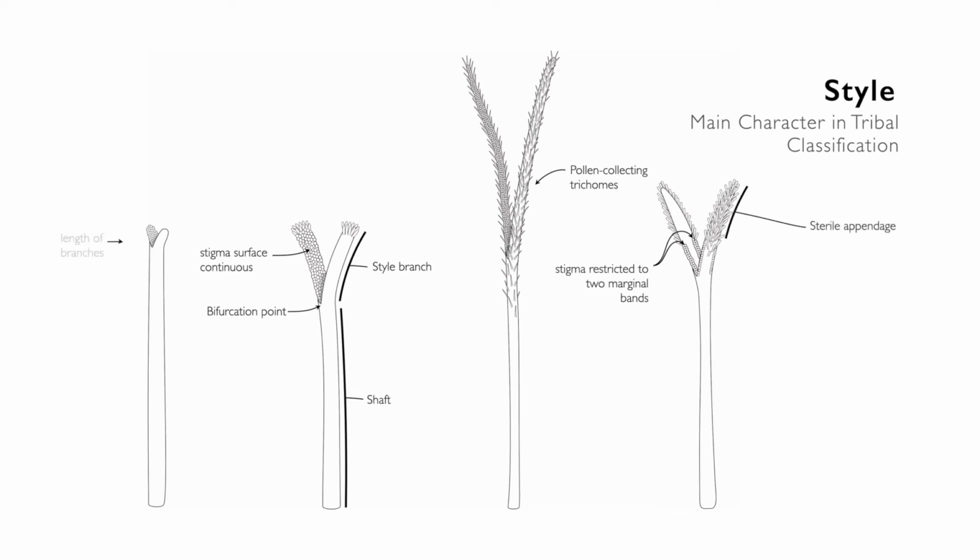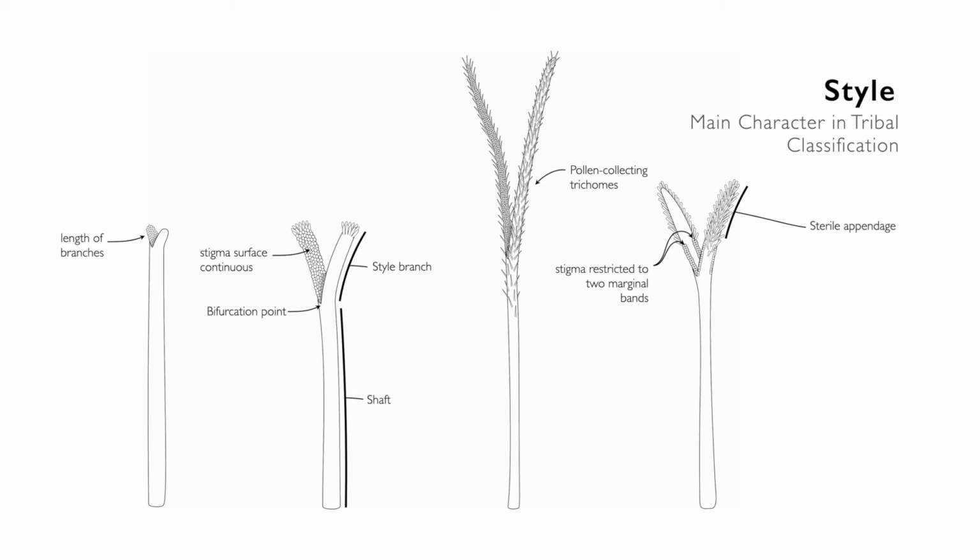Another important trait is the presence or absence of a sterile appendage. If you look at the style on the right, you will notice that the marginal bands of the stigma do not run across the whole style branch. They are restricted to the base. So that denotes an apical part that is sterile. That is called the sterile appendage. The presence of a sterile appendage, the size, the ornamentation, all those provide systematic value in the family.